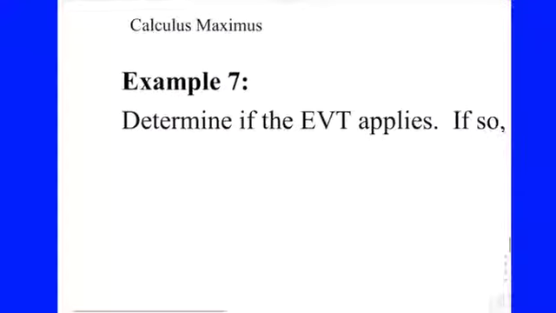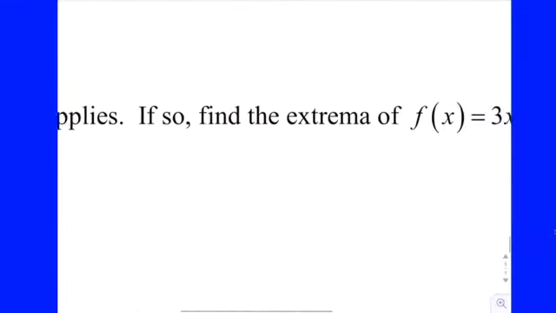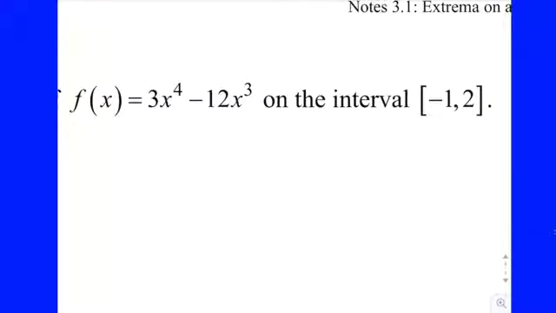Example 7. Determine, first of all, if the EVT applies. If it does, then find the values guaranteed by the theorem for that function f on that closed interval from -1 to 2. How do we know if the EVT applies or not? What are we looking for? Continuity on a closed interval. That's all we need. We have the function f of x. It's a polynomial. We have a closed interval from -1 to 2. Where are polynomials continuous? Everywhere, right? Even in France.